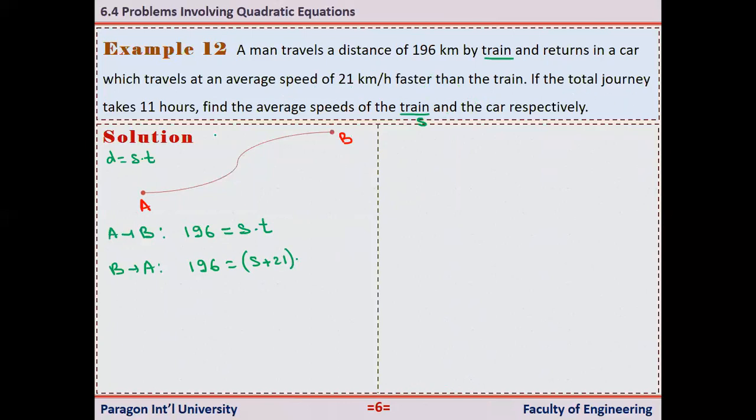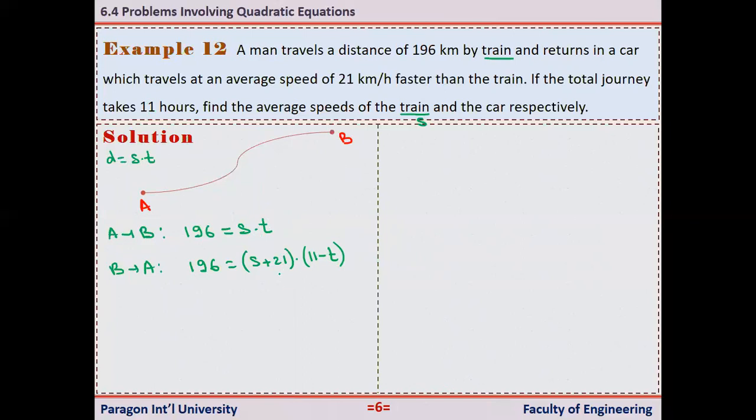And the total journey takes 11 hours, going from A to B and coming from B to A. So from A to B, if it took t hours, how about from B to A? It takes total time minus what we have already spent, 11 minus t. Some students can just write t1 and t2, t1 plus t2 equals 11.